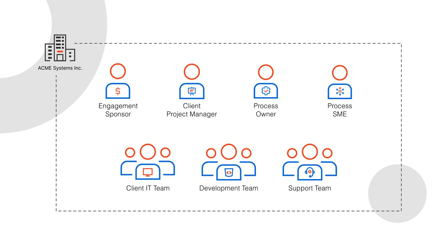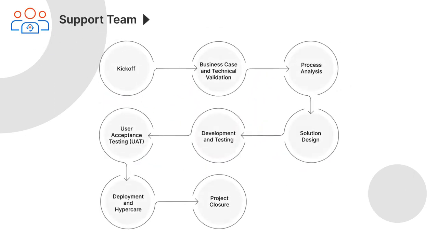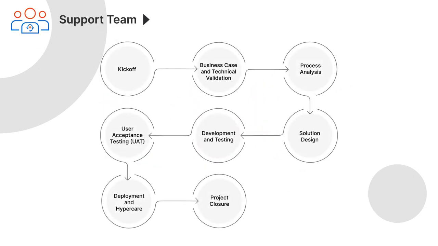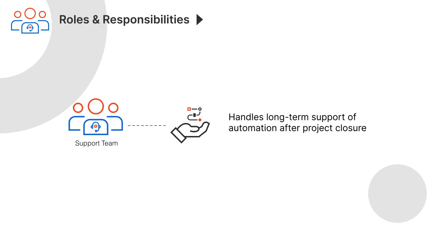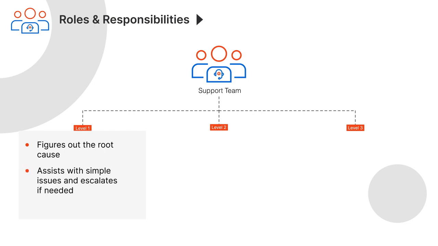Great! The last team we'll look at in this video is the support team. The support team receives the documentation, and the knowledge transfer takes place from the development team after UAT. The support team also handles long-term support of automation after project closure. Support is typically divided into 3 levels. Level 1 is the first point of contact. In Level 1, the team figures out the root cause, assists with simple issues, and escalates if needed.